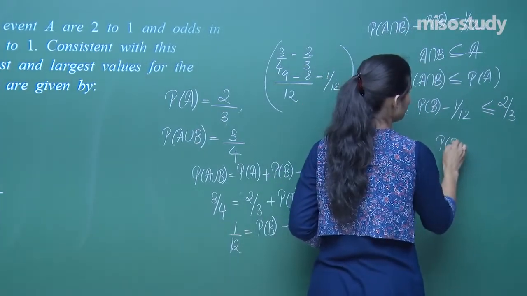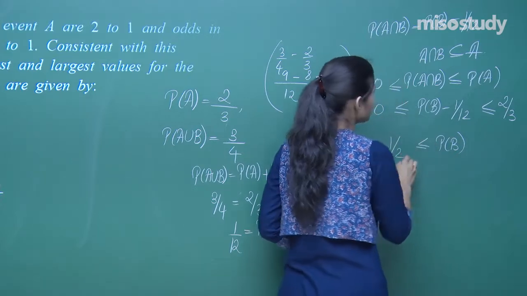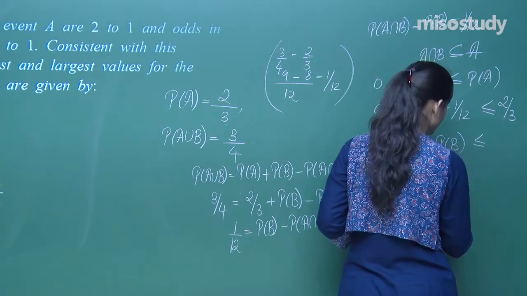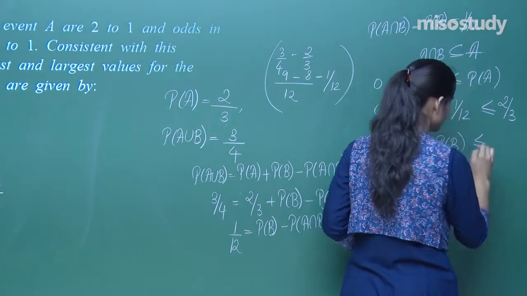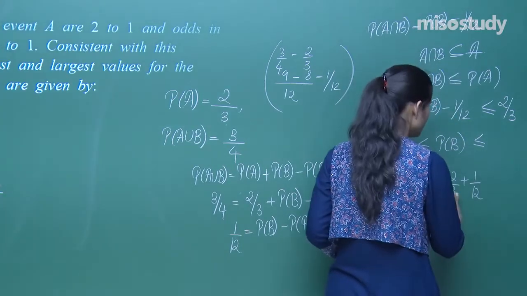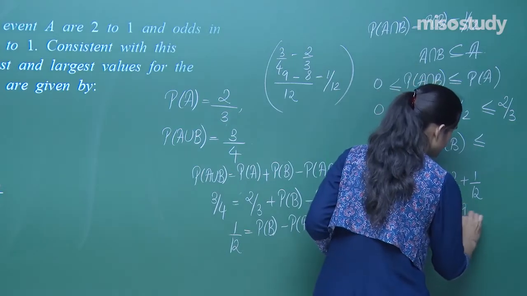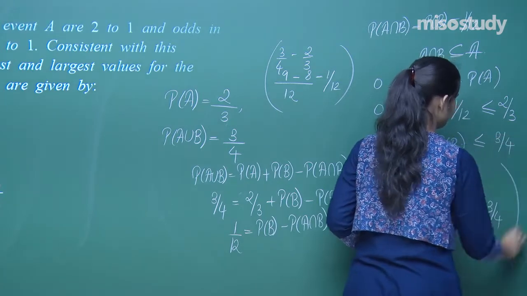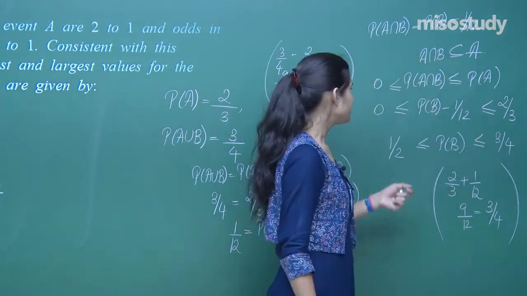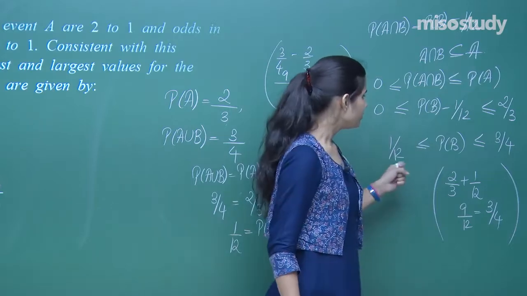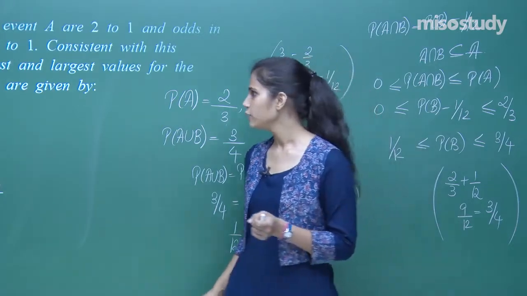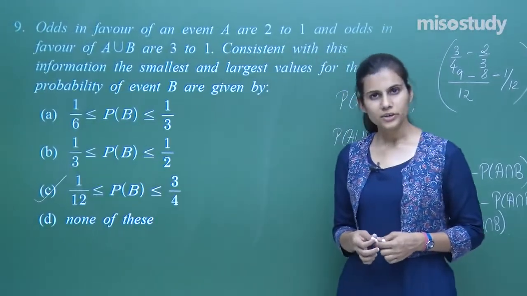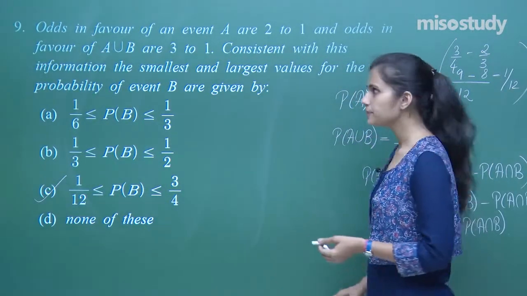So probability of B will be greater than equal to 1/12 and less than equal to 2/3 plus 1/12. 2/3 plus 1/12, 3 into 4, 2 into 4, 8 plus 1, 9/12, which is 3/4. So probability of B is actually lying between 1/12 and 3/4. So you have this as your correct answer. Pretty nice use of all the algebra operations.